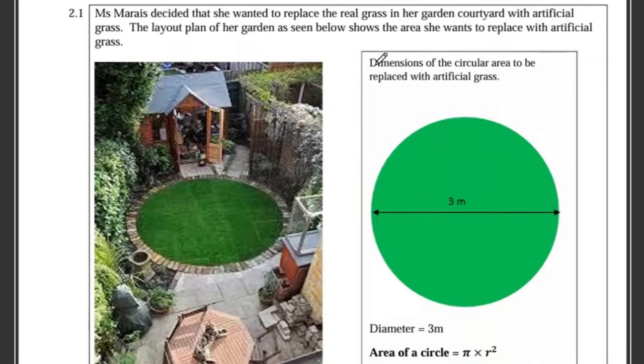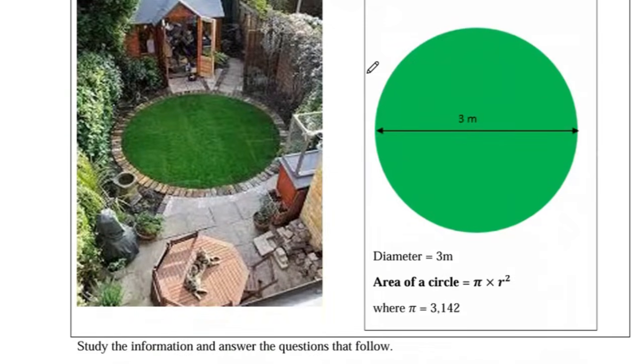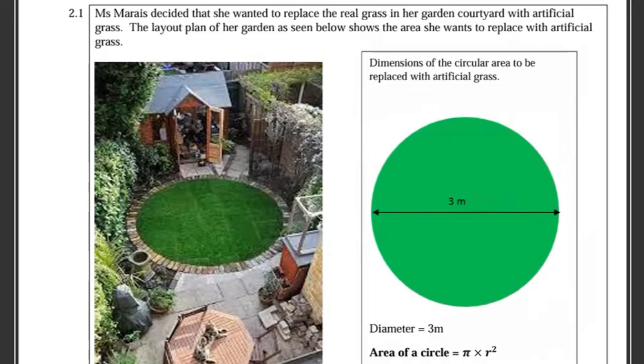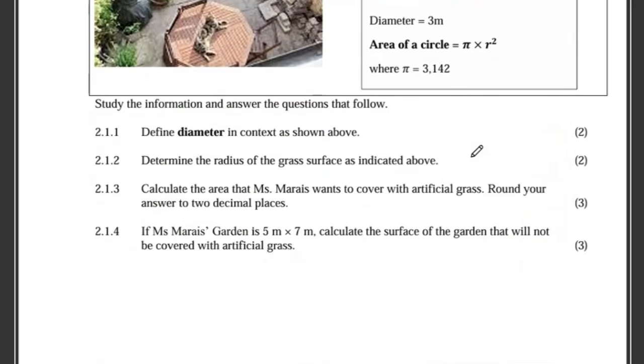Let's look at question number 2. This is what we're going to use. It says, Mrs. Morris decided that she wanted to replace the real grass in her garden courtyard with artificial grass. The layout plan of her garden, as seen below, shows the area she wants to replace with artificial grass. The dimensions of the circular area to be replaced with artificial grass. So it's a circular area, so it takes a circle. Okay, that's fine.